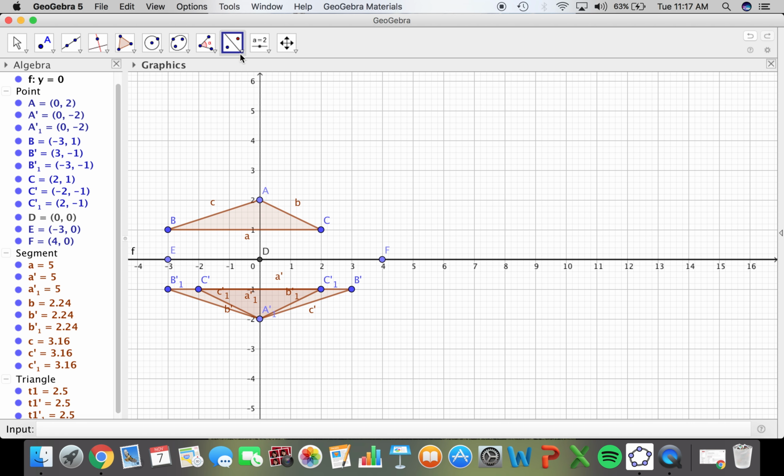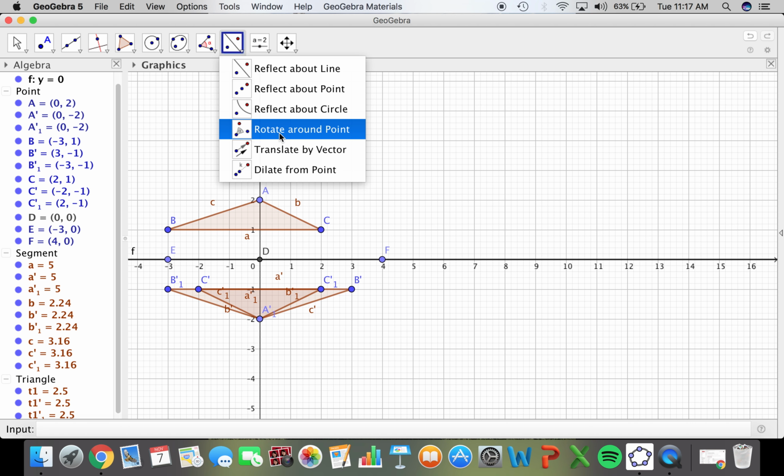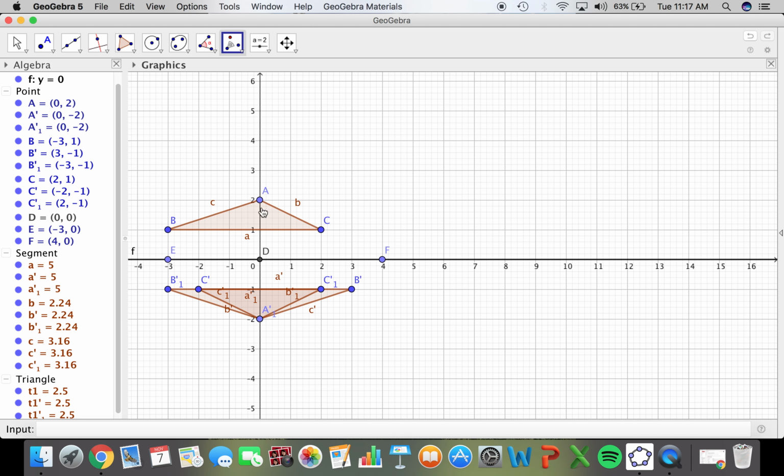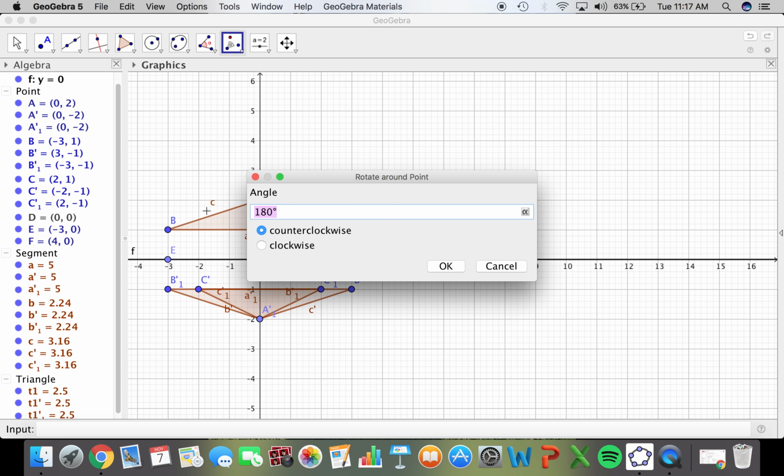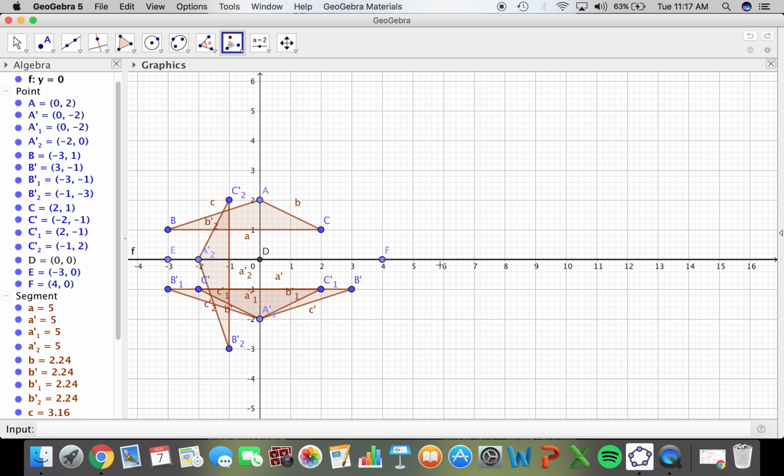So I'm going to come up here and select rotate around a point. I still want to rotate around the origin. And I'm going to rotate 90 degrees this time. I'm going to need to stick with either counterclockwise or clockwise when you do this, because if you mix them up, it's not going to give you the same result. So I'm just going to stick with counterclockwise. And we can see that that doesn't produce anything close to the reflection across the x-axis.